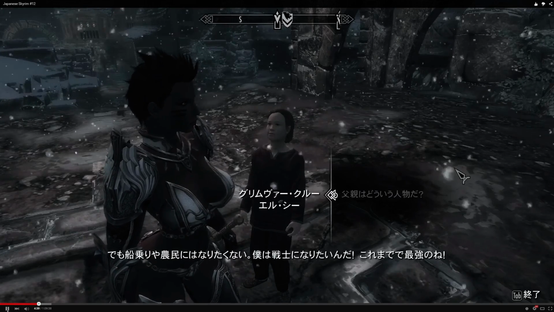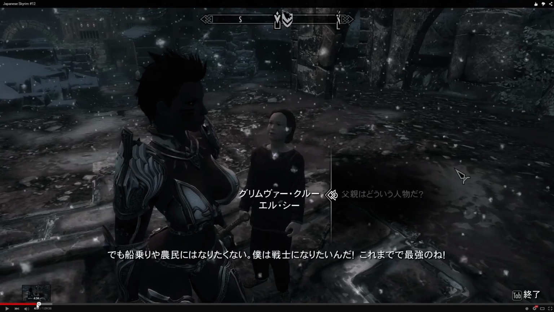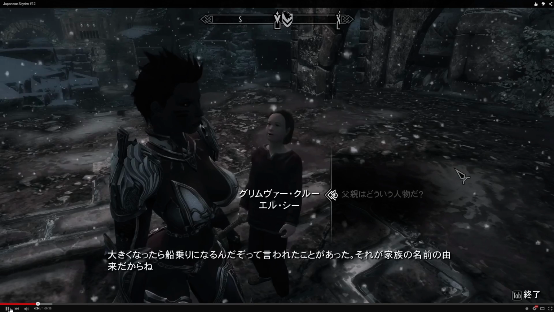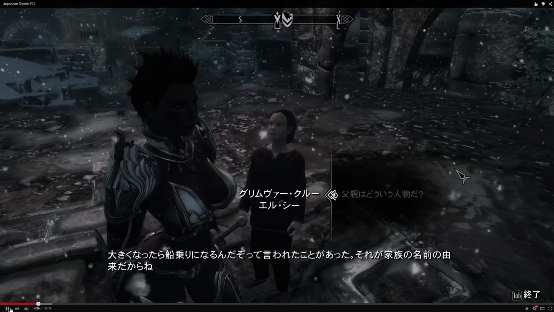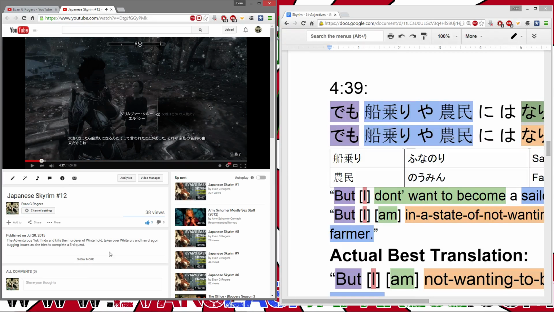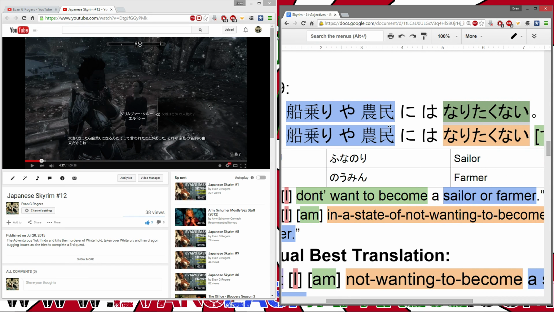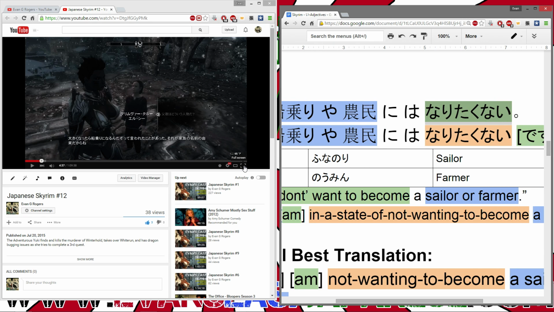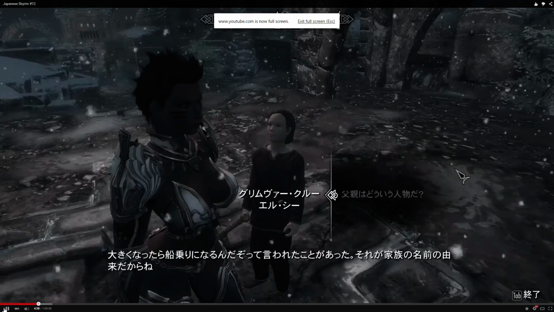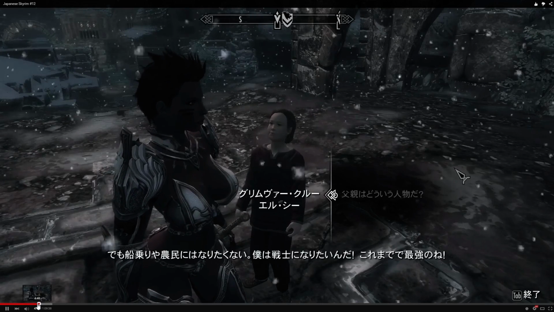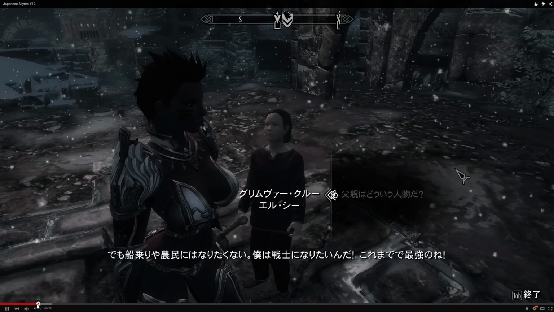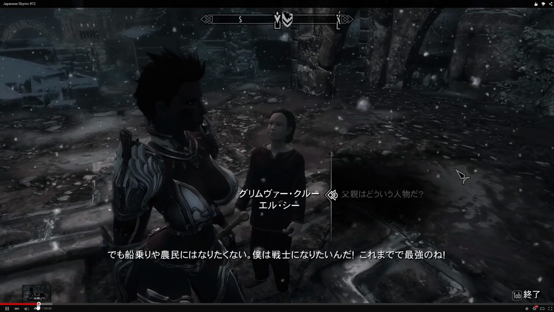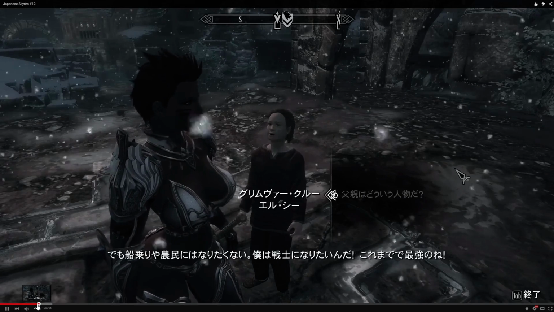But he doesn't want to become a sailor or a farmer. Boom! There it was. Did you hear him say it? Yeah, you did, because you know how to listen to Japanese. One more time. Here it comes. Are you ready? He says, Demo funenori ya nomin wa naritakunai. Boom!